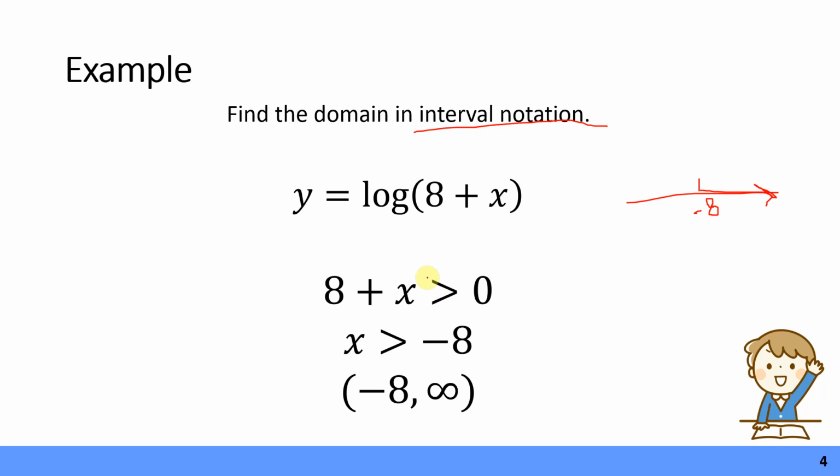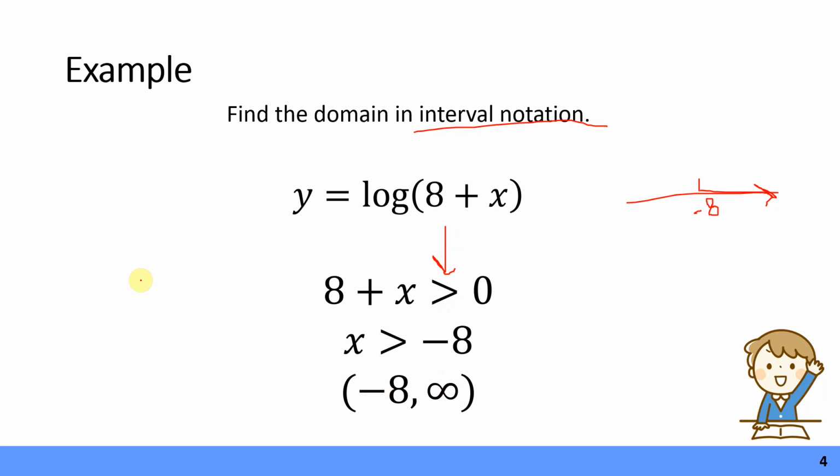Again, as a reminder, you're always going to use the symbol greater than, and since it doesn't have an equal to, you're always going to use parentheses here. Infinities always go with parentheses, and negative 8 is going to go with a parenthesis because this one is just a greater than symbol.